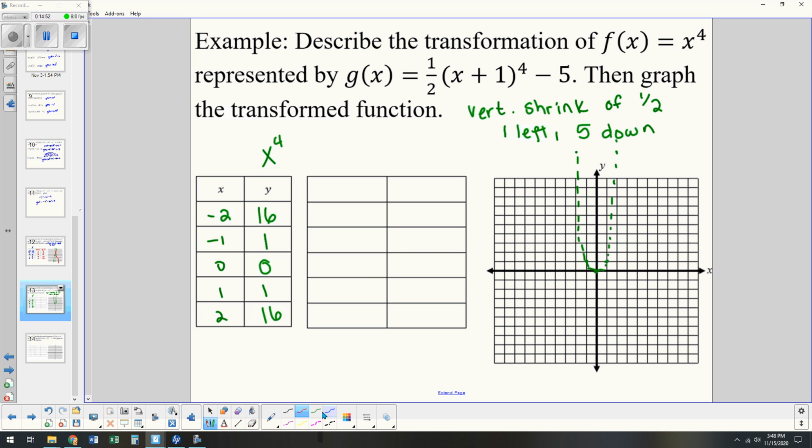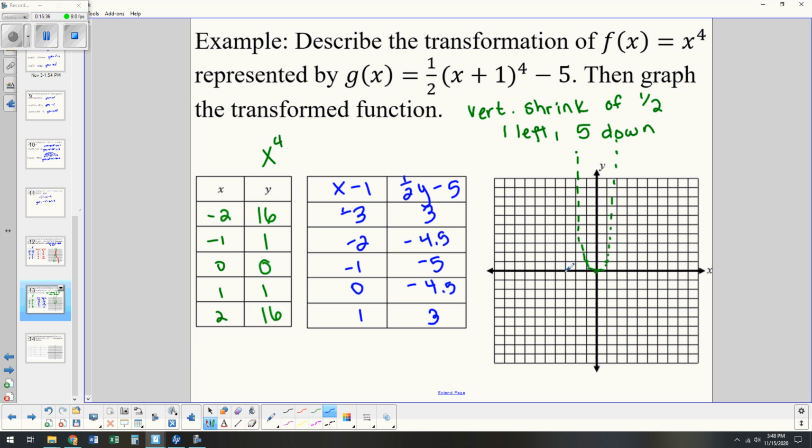So now let's look at a transformed version. We know we're going to do the opposite of x plus 1, which is x minus 1. And we're going to take the 1/2 y and minus 5. So take away 1 from each of these, and I get the x's. Now I'm going to take half of 16 is 8, minus 5 is 3. Half of 1 is 1/2, minus 5 is negative 4 1/2. Half of 0 is 0, minus 5 is negative 5. And this one should be symmetrical again, so I should get negative 4.5 and 3.